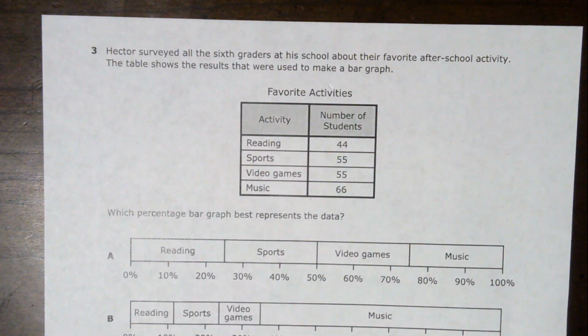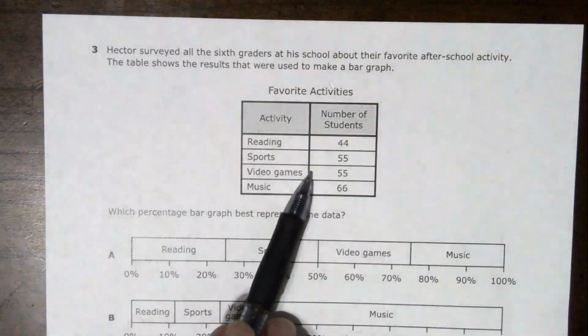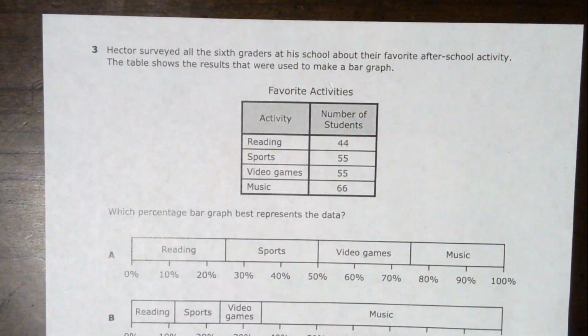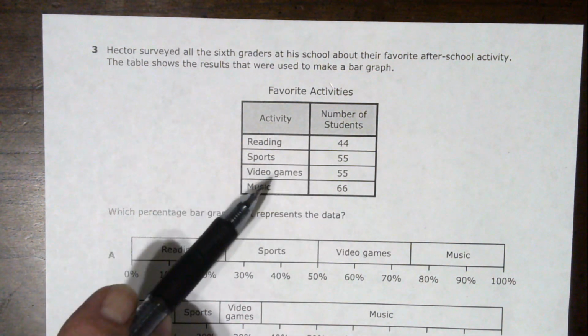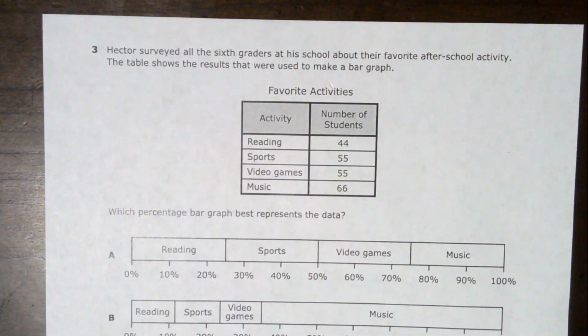So the first thing I want you to know is that the bar graphs, or your choices, all have percents, and your table does not. So the first thing you need to do is convert these numbers to a percent, so then you can compare these to your answer choices.